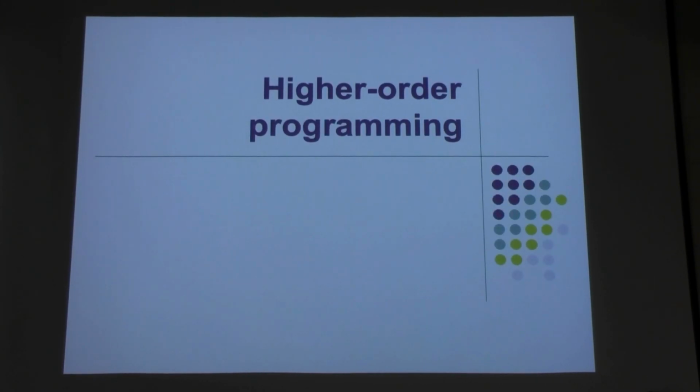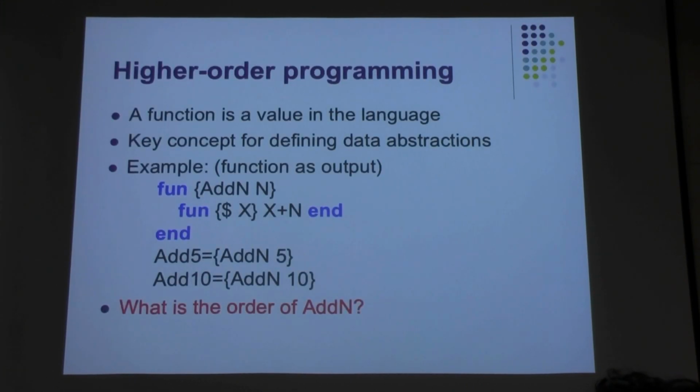Let me go on now to refresh. The next thing you saw is called higher order programming. Okay? So in higher order programming, the idea is that functions are just values in the language. They are data, like numbers or records or lists, okay? And you can define a function anywhere, and when you call that function, it will always behave in the same way. So higher order programming is the concept underneath all data abstraction.